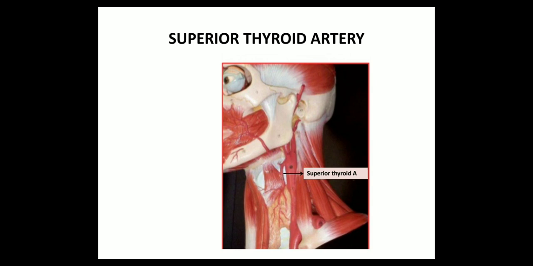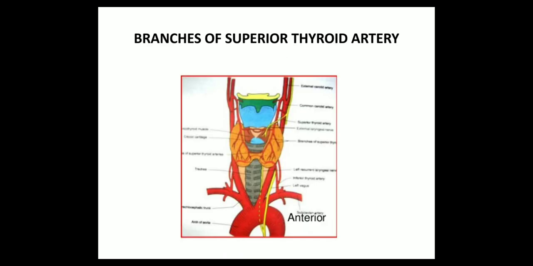So one by one we will discuss each artery. The first, the superior thyroid artery. It arises from the front of the external carotid artery just below the tip of the greater cornu of the hyoid bone. It runs downwards and forwards, parallel and superficial to the external laryngeal nerve. It passes to the infrahyoid muscles to reach the upper pole of the lateral lobe of the thyroid gland.